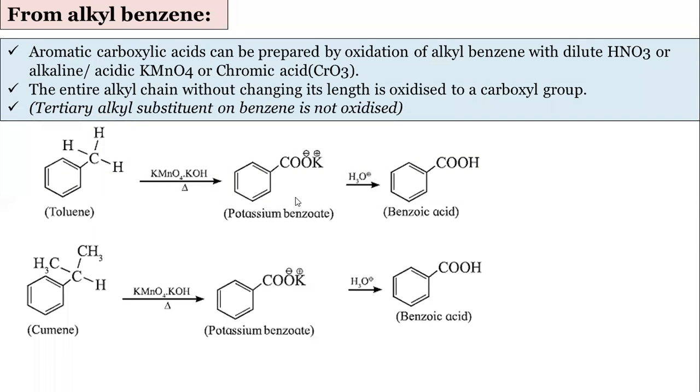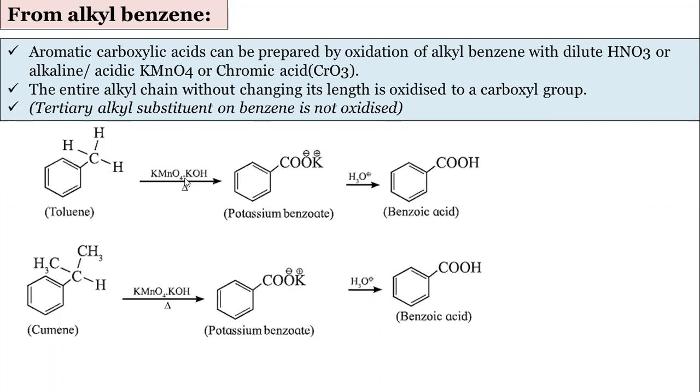Then the next method of preparation of carboxylic acid is by using alkyl benzene. We will take alkyl benzene, you know, the benzene ring. When any alkyl group is attached, it is called alkyl benzene. Aromatic carboxylic acids are prepared by using this method, by oxidation of alkyl benzene by an oxidizing agent like KMnO4.